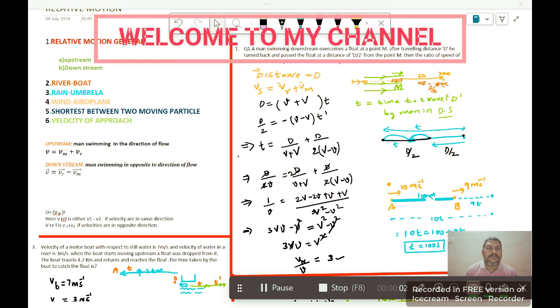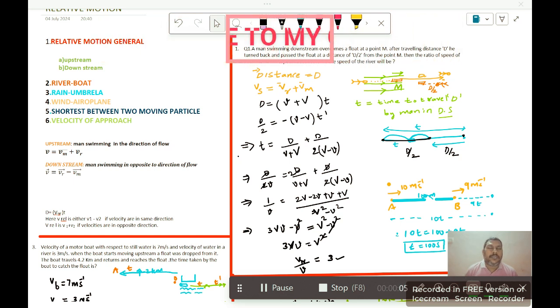Welcome back, everybody. Today I will discuss relative motion, that means the relative velocity concept. In relative velocity, first is the general relative velocity concept, and then the applications. There are 6 applications.